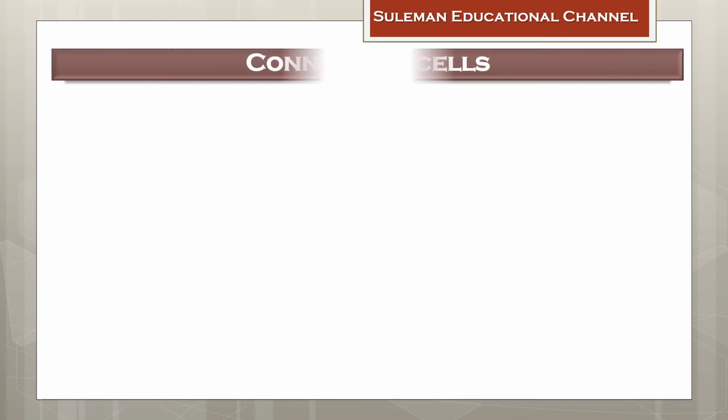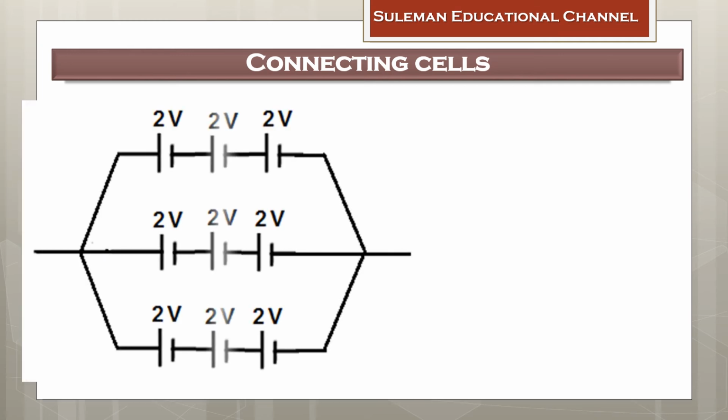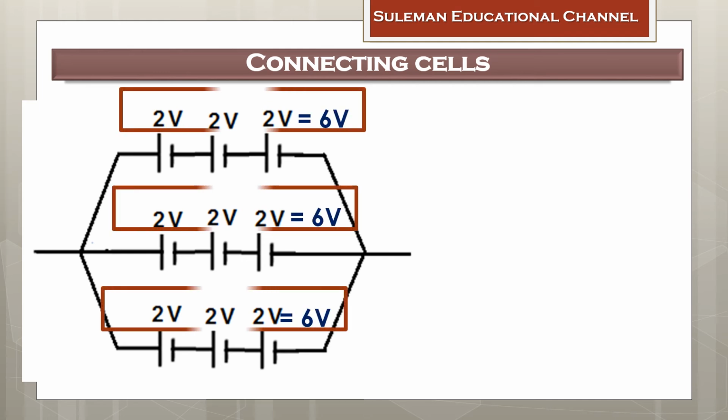Now let's look at another example. In this example, there is series as well as parallel. So first we'll solve the series one, then we'll solve the parallel one. So there are 3 series circuits. So 2 plus 2 plus 2, that is 6 volt in all the 3 series circuits. Then when we look at the parallel one, all are 6. So the combined EMF is equal to 6 volt.